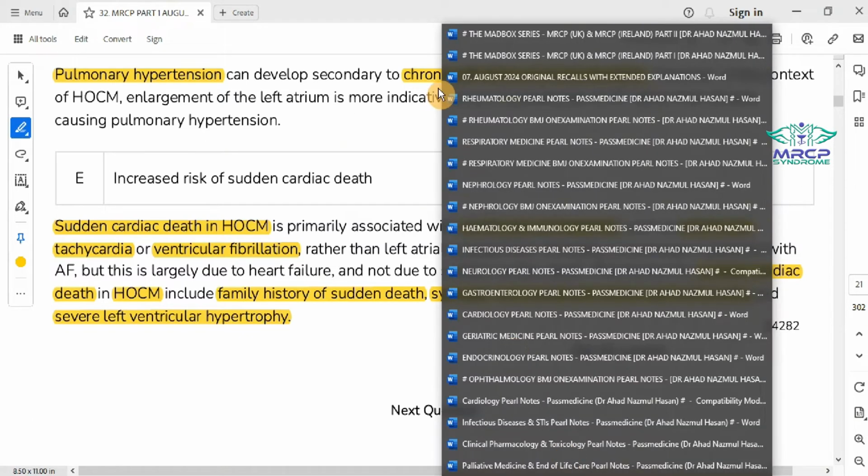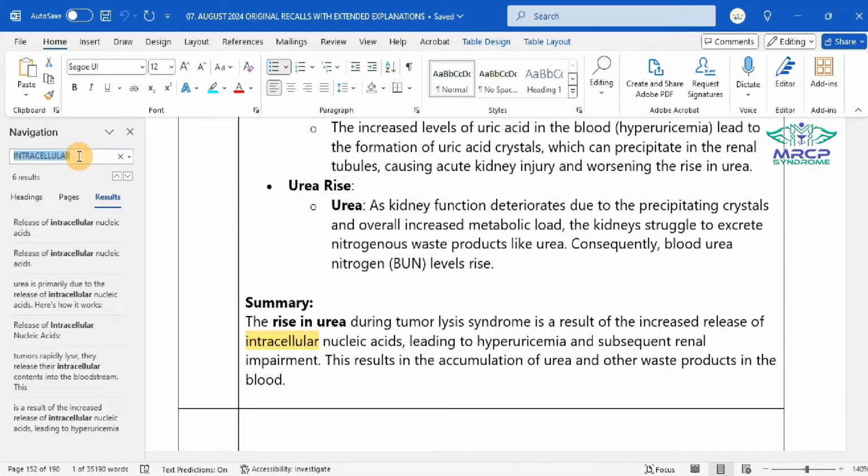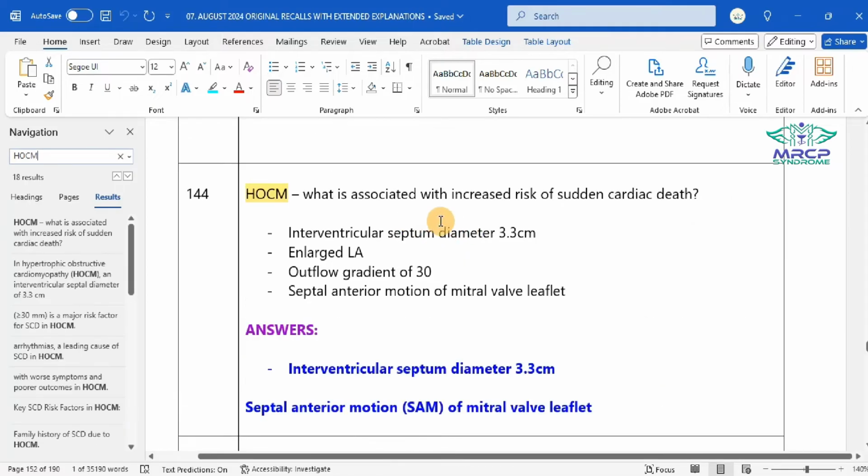And in the original scenario, it was a little bit different. It was a scenario of HCM, and the question was which parameter is associated with the increased risk of SCD. So interventricular septum diameter 3.3 centimeter, enlarged left atrium, outflow gradient of 30, and there is a systolic anterior motion of the mitral valve leaflet.